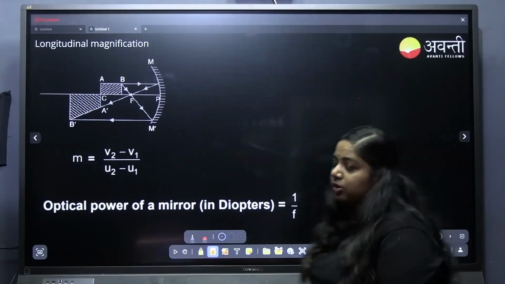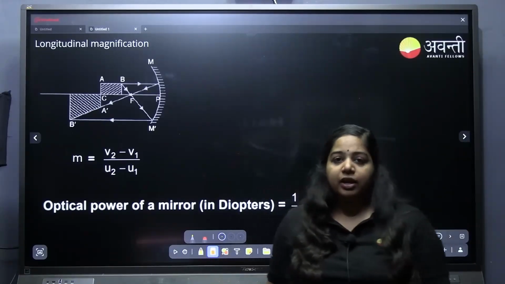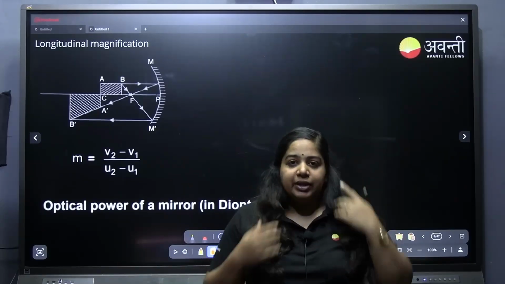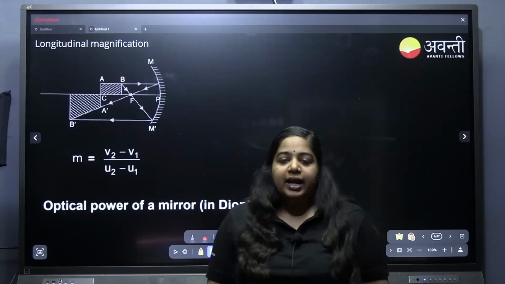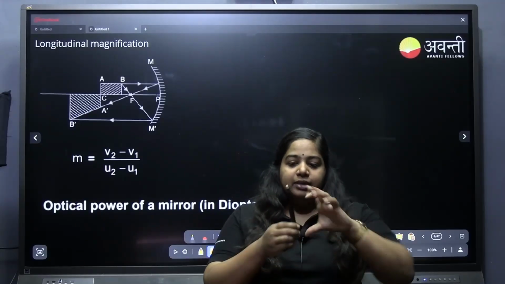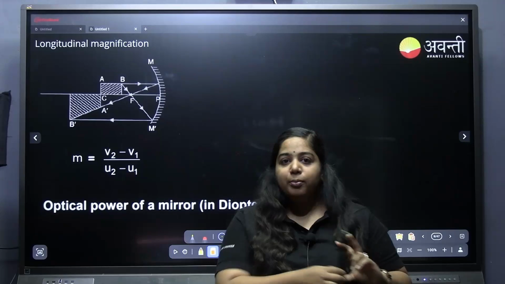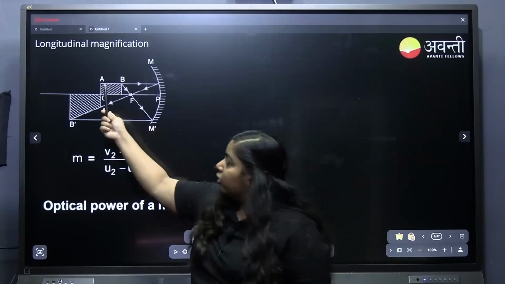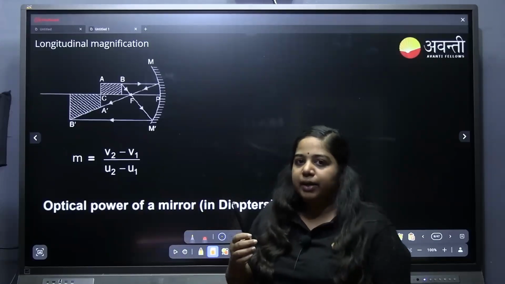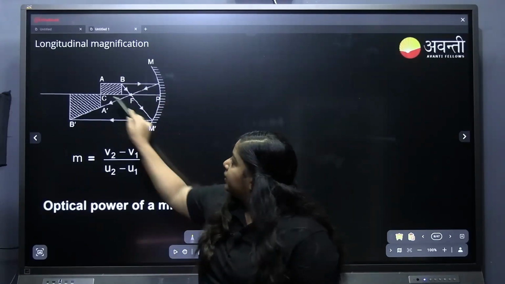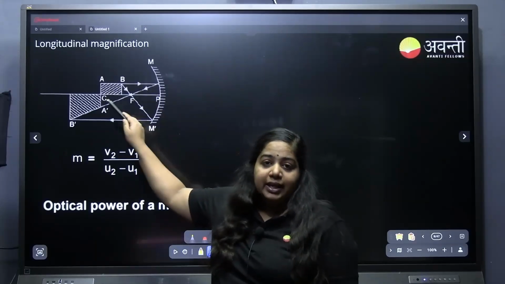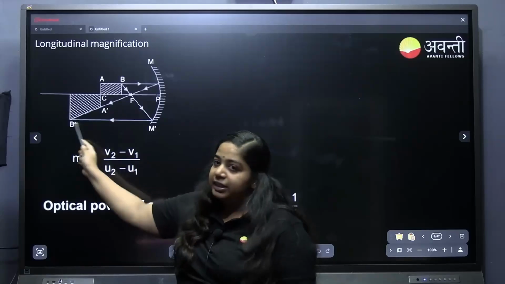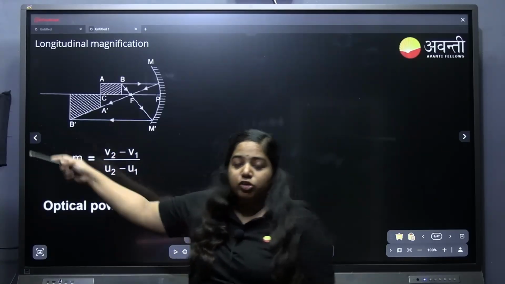Next one is called longitudinal magnification. What we saw in the previous slide, m equal to minus v by u, is lateral magnification. Lateral means the size of the object, the height. Let's say we are not keeping a point type object, we are keeping an ABC box. In that case, how will the image be formed? You can see its image will be distorted and magnified, right?